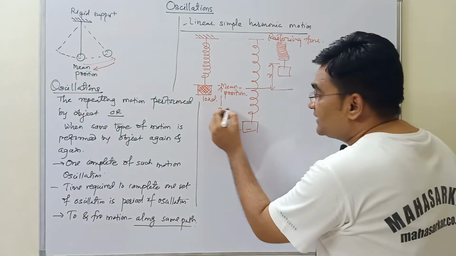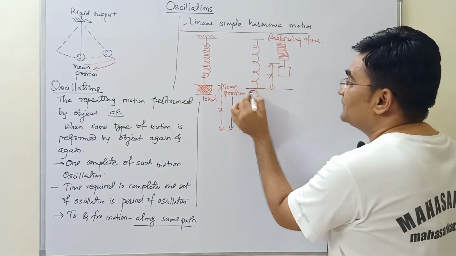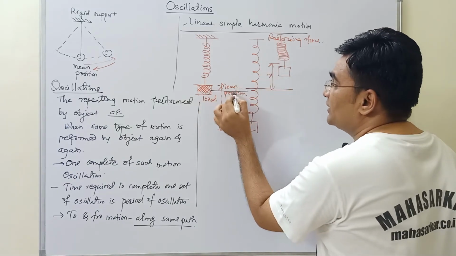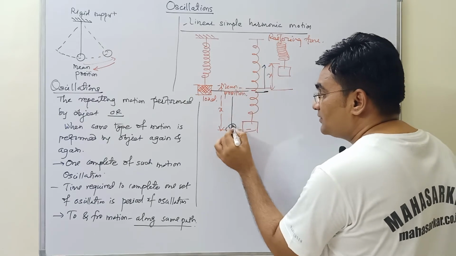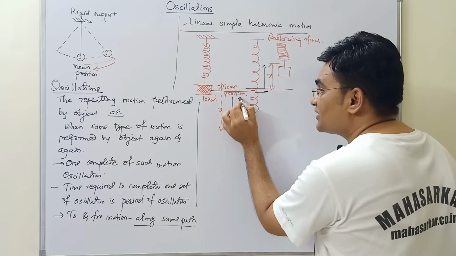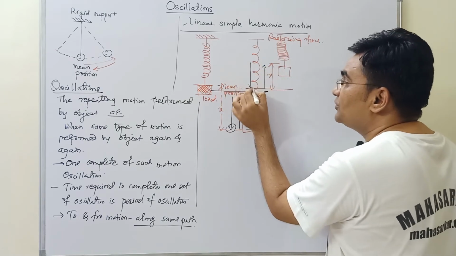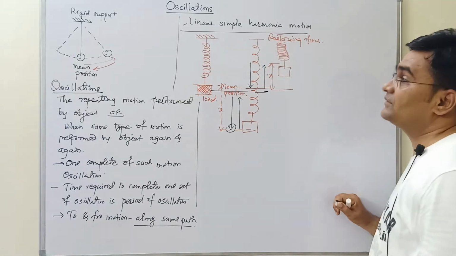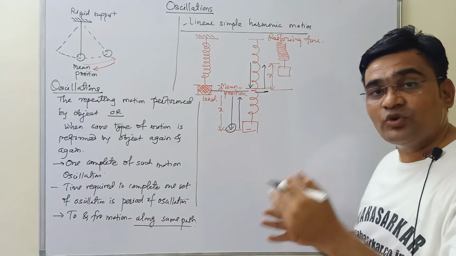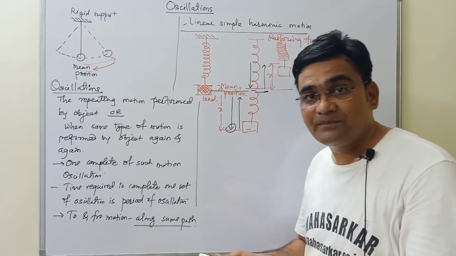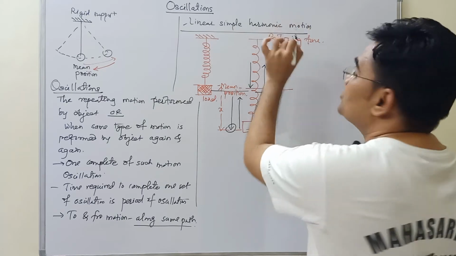See, the object is displaced away from the mean position. Here also, this is the mean position. Here also it is displaced away from the mean position. So from here also the restoring force is trying to pull it to the mean position. Here also the restoring force is trying to pull it towards which position? Mean position. Such type of motion in which the restoring force is trying to pull the object towards the mean position is called linear simple harmonic motion.